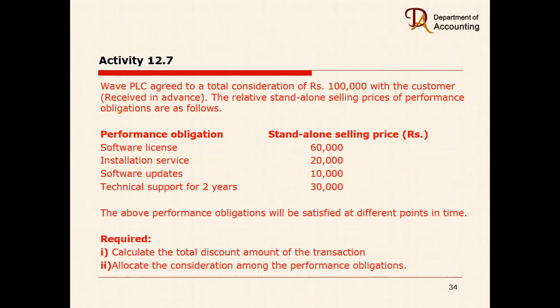Yes, we have that. We agreed to a total consideration of 100,000 with the customer received in advance. Relative standalone selling prices of the performance obligation are as follows. The same question, the only modification is we take here the total consideration as 100,000, while the standalone prices, if you take the total, you can see that it is 120,000. Now the requirement: calculate the total discount amount of the transaction and allocate the consideration among the performance obligation in order to recognize the revenue. So how do you do that? You first take the standalone selling prices, then allocate the discount among the performance obligation, then the net amount you get is the value of each of these performance obligation that you should consider in recognizing revenue.